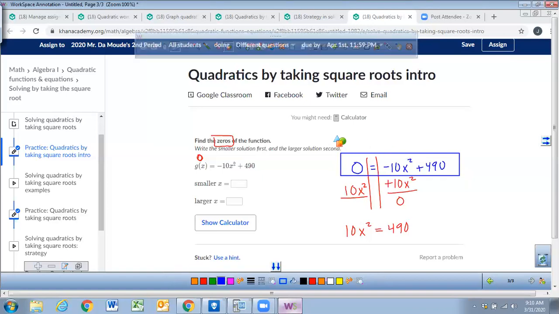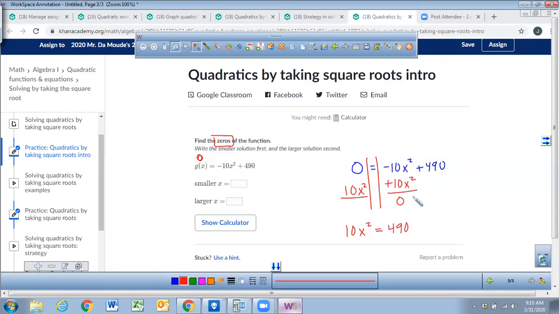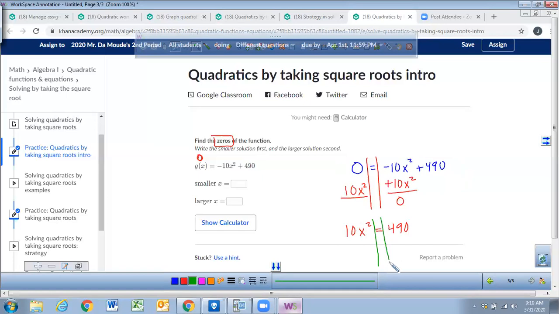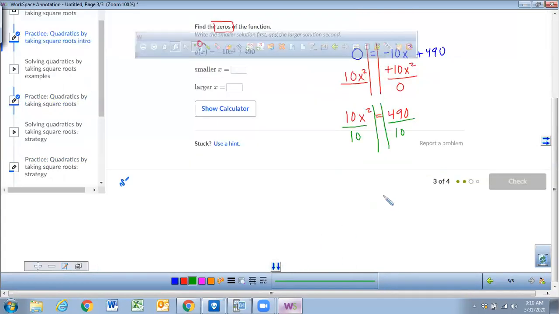Okay, so if you want to catch up, it's going to be a pretty simple process. We set that equal to 0. The first thing we did, we added 10x squared to both sides. Somebody help me out, I've forgotten what to do. What do I have to do to both sides now? Divide both sides by what? 10. Good thing you guys were there to help me out. So we have 10 divided by 10, which gets us x squared equals 49.